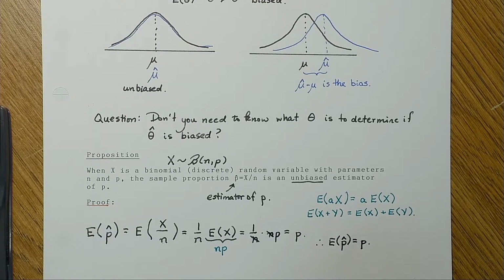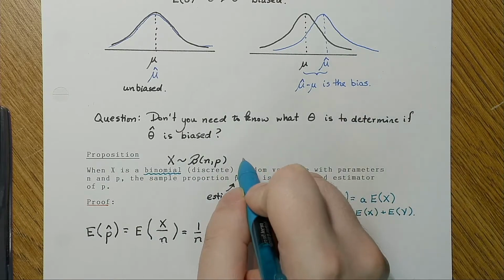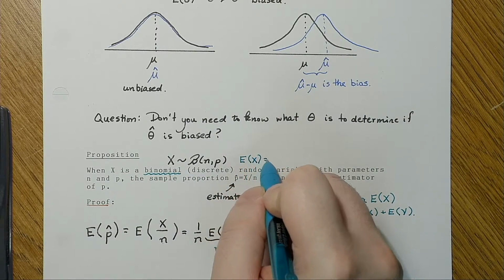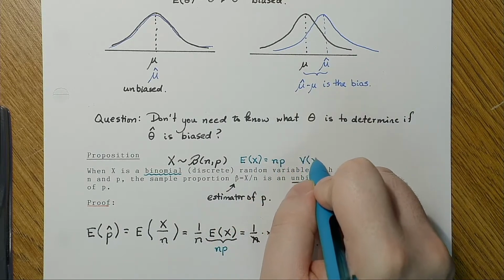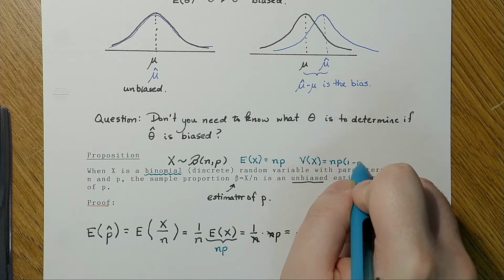Oh, and for the person who said mu, again, we're working with a binomial random variable. So because of that, the expected value is equal to np. And remember that the variance is equal to np times 1 minus p.